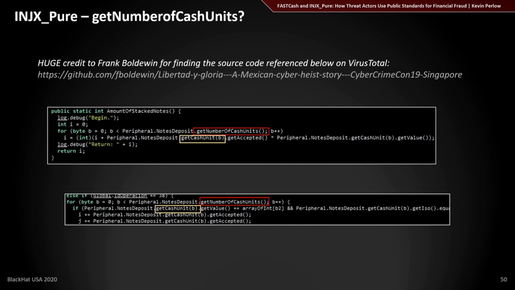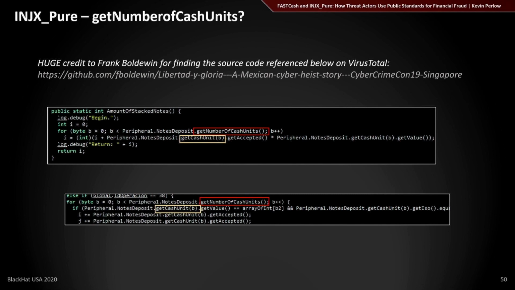But what about getNumberOfCacheUnits? I've got to give a huge shout out to Frank Baldwin, who did a presentation last year, more specifically on how this malware works and the context in which it was used. One of the things he discovered was that the ATM software, as part of the incident response, was actually uploaded to VirusTotal. I'm not going to paste all of the vendor's code all over the place here, but I'm going to show the relevant things. getCacheUnit sits within this ATM's code for peripheral, under the context of peripheral.notesDeposit.getCacheUnit, and the same goes for getNumberOfCacheUnits.